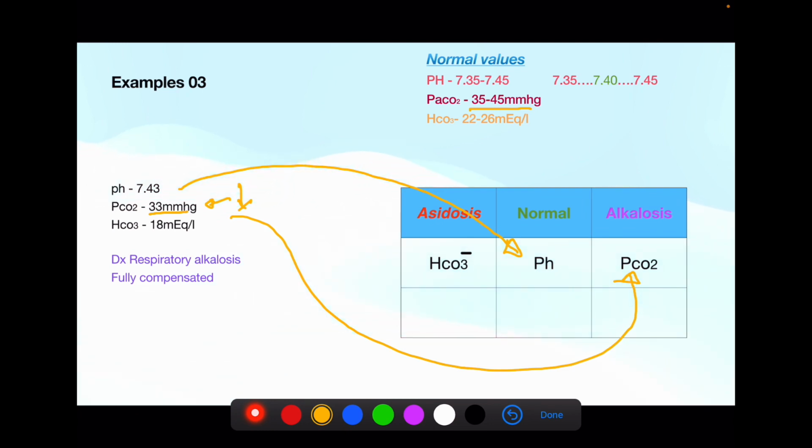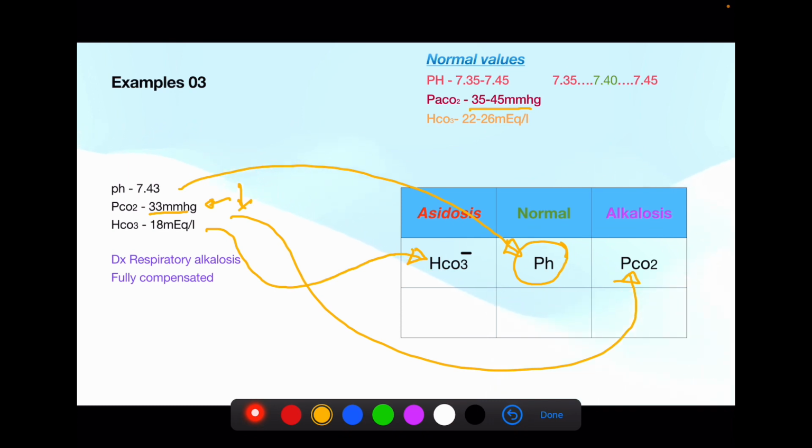It causes acidemia, right? That's why your bicarbonate belongs to the acidosis column. Now you have to interpret the underlying pathology. Since your pH is normal, you can say one thing: this is definitely a fully compensated ABG. Now you have to work out where the problem originated, whether respiratory or metabolic.